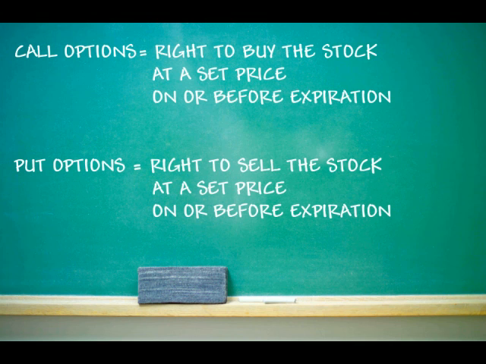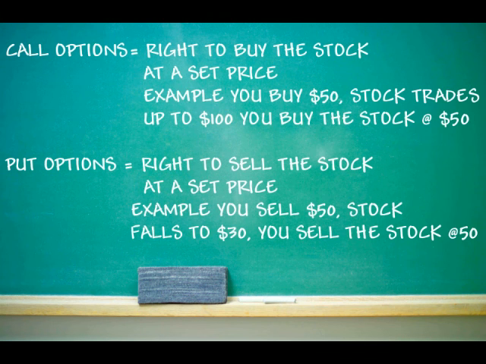So let's do that one more time. With a call option, the owner has the right to buy the stock at a set price on or before expiration. They have the right to buy. With put options, however, the owner has the right to sell the stock at a set price on or before expiration. Okay, so let's look at some examples of how a call option is different from a put option.